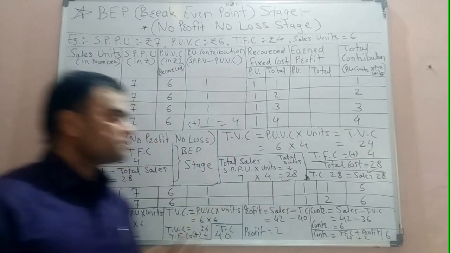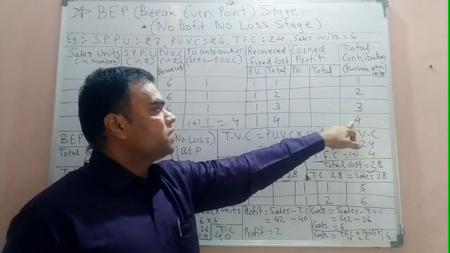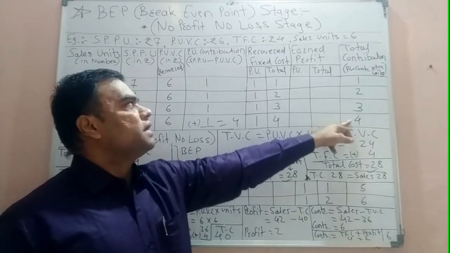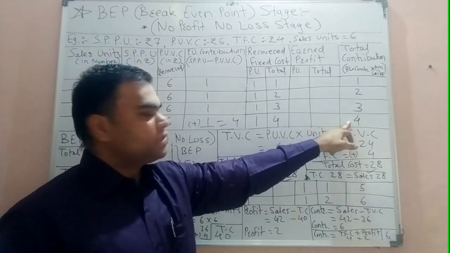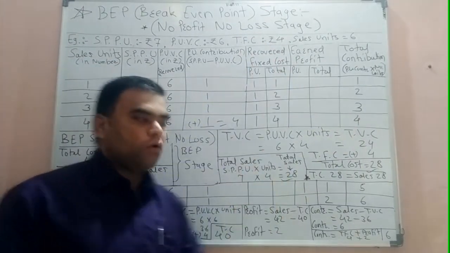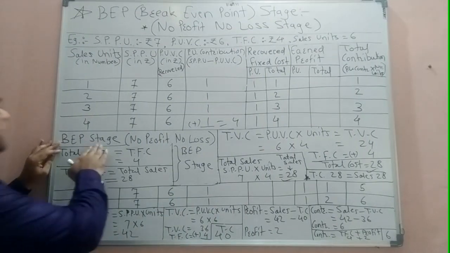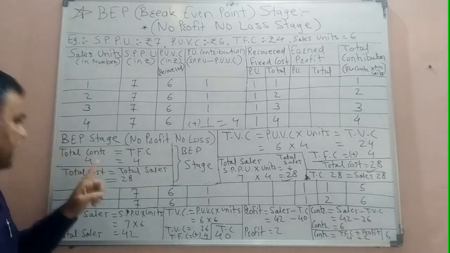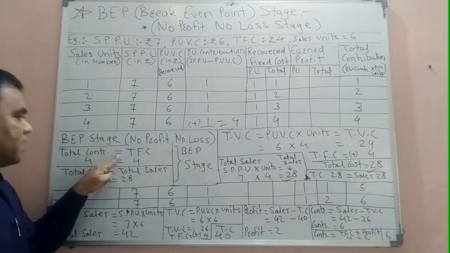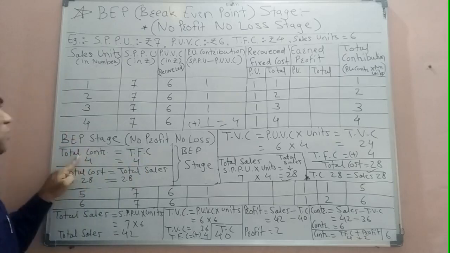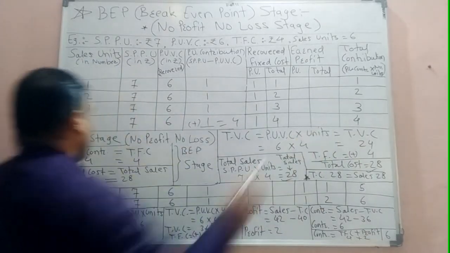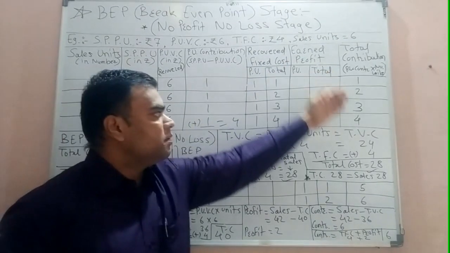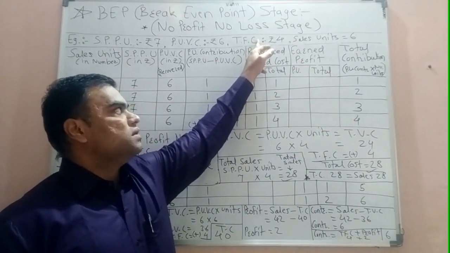Means when the no profit no loss stage comes, we have sold 4 units. For this example, you can see, when our total contribution 4 and total fixed cost 4 become exactly the same, then the BEP stage comes. Now after selling the 4th unit, our total contribution is 4 and our total fixed cost is also 4. So this is the BEP stage. As we have discussed, BEP stage means no profit no loss stage, when our total contribution becomes exactly equal to our total fixed cost. Our total contribution is rupees 4 after selling the 4th unit and our total fixed cost is already rupees 4.